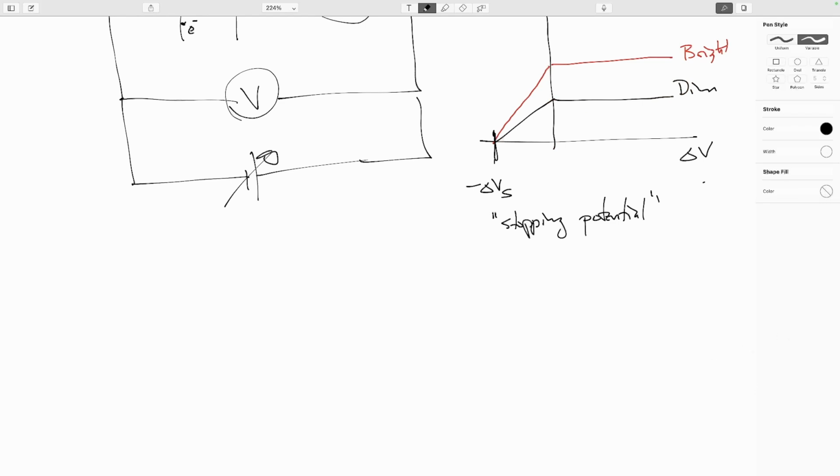So that's a problem. Anyway, we'll just hold on to this thought here: the way we can interpret this stopping potential is that it tells us our maximum kinetic energy for our particle, which has to be equal to e times our stopping potential.